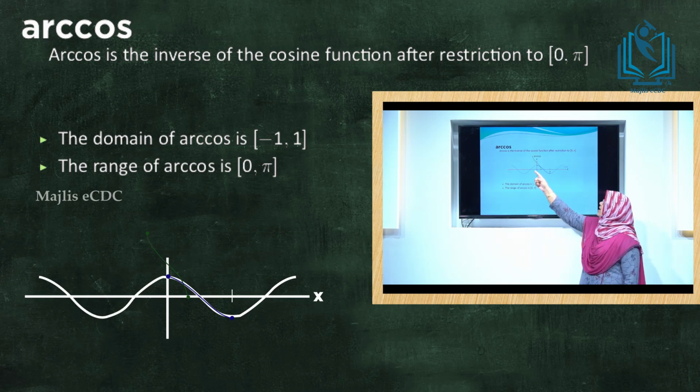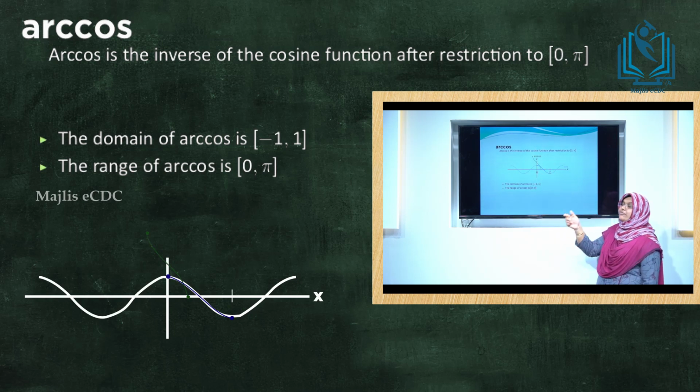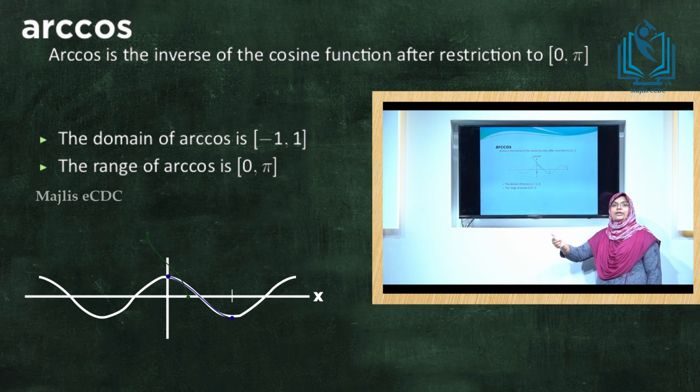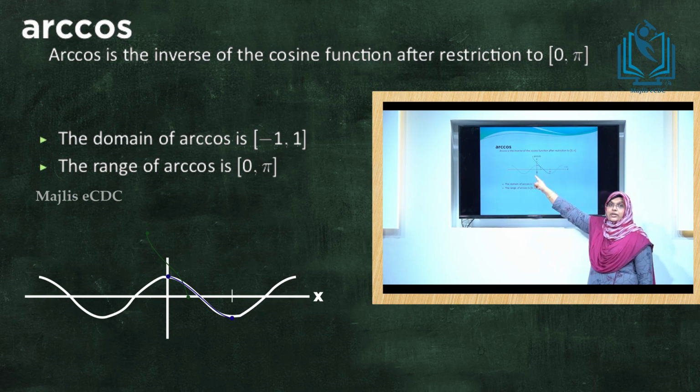Arccos. Arccos is the inverse of the cosine function after restriction to the closed interval 0 to pi. That is, we restrict the domain of cos to the closed interval 0 to pi. Here we can see the graph of the cos function, and when we restrict to the closed interval 0 to pi, we can find the inverse function's graph. The domain of arccos is the closed interval minus 1 to 1, and the range of arccos is the closed interval 0 to pi.